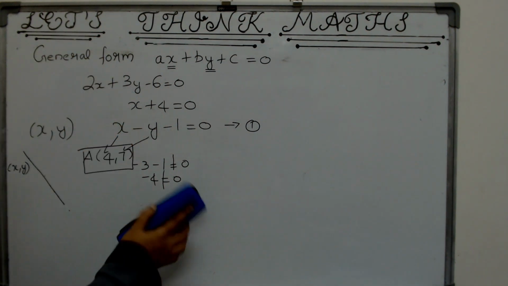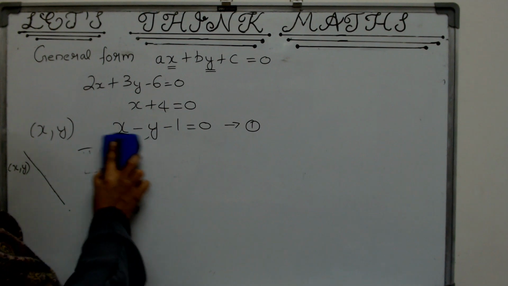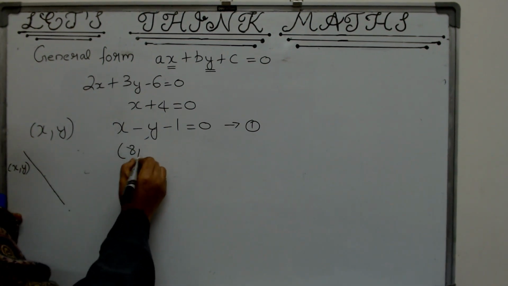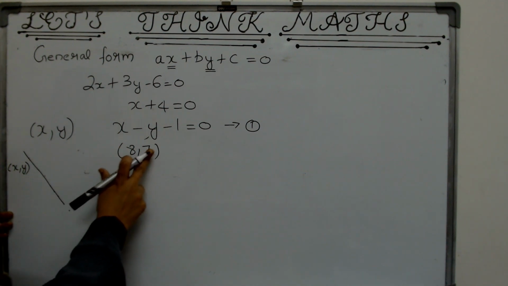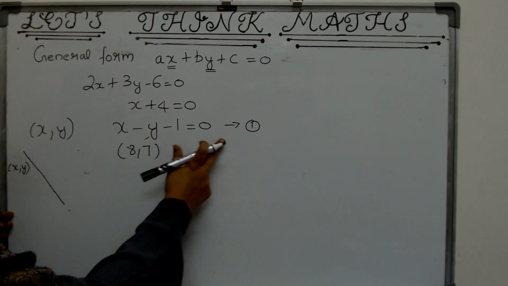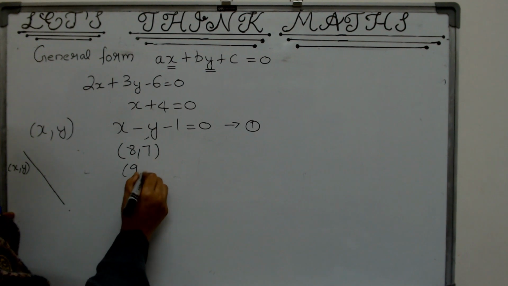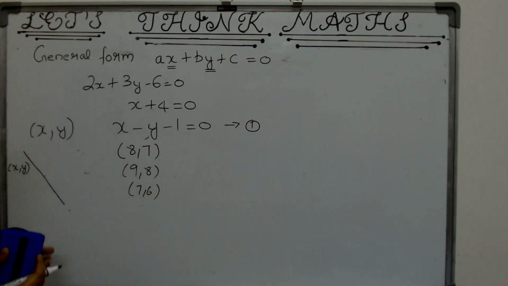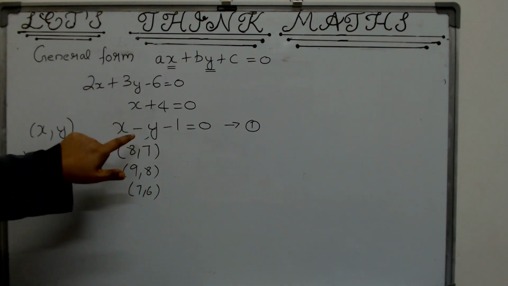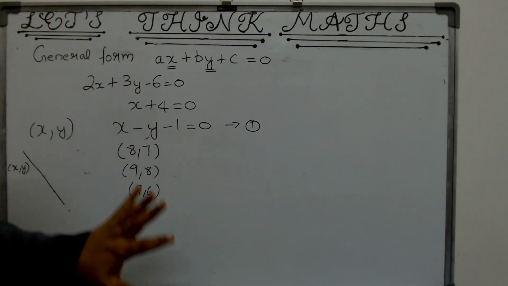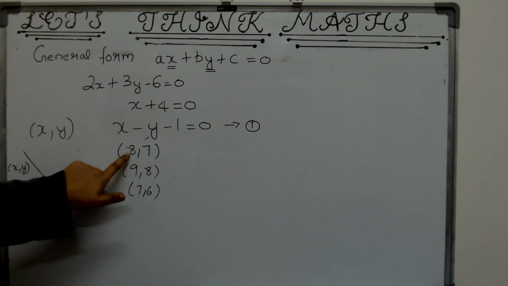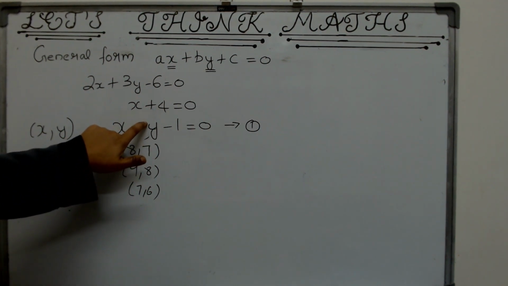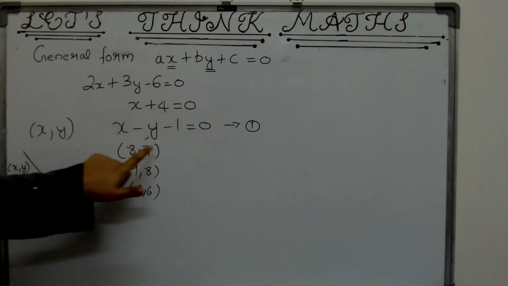But then you can find any number of points which lie on this line. What about 8 and 7? See, 8 minus 7 is 1, 1 minus 1 is 0. What about (9, 8)? And what about (7, 6)? You can find any number of points which lie on this line. All you have to do is, if you substitute the first number instead of x, the second number instead of y, this equation should be satisfied.